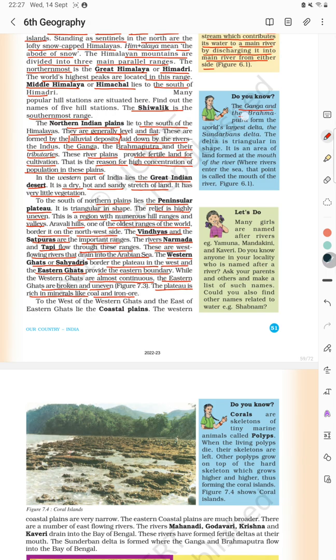The Ganga and the Brahmaputra form the world's largest delta, that is Sundarban Delta. The delta is triangular in shape. It is an area of land formed at the mouth of the river. What is mouth? Where the river enters the sea, that point is called the mouth of the river.